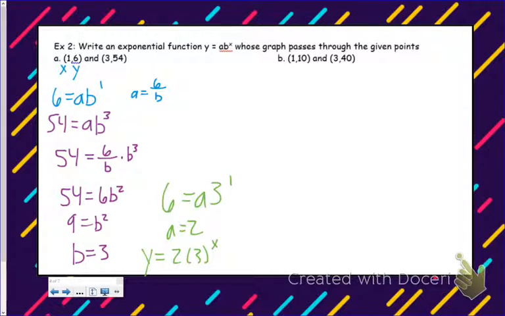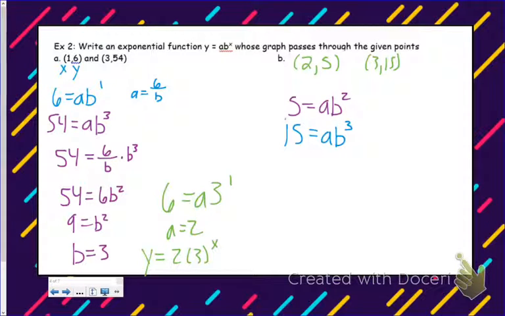All right. On B, I actually want to change that example so you guys can see one that doesn't start off at 1. So the example that's online, I changed it to 2, 5 and 3, 15. So we're going to work this out the same way. I'm going to set up two equations. So y equals, 5 is replacing y, equals ab to the second. My second equation is going to be 15 equals ab to the third. So I'm going to get a by itself in that first equation. So a is equal to 5 divided by b squared.